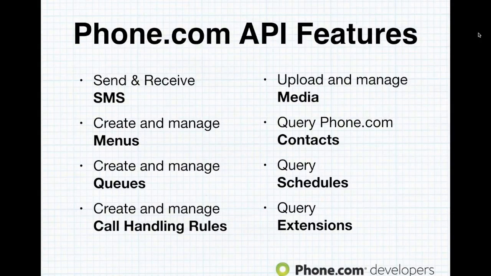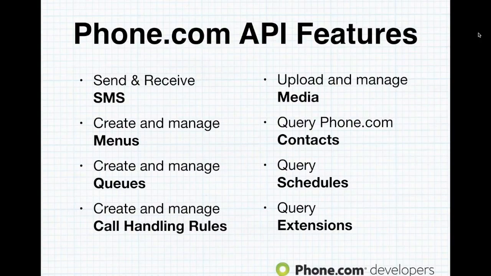query phone.com contacts. So if you have a bunch of contacts in your phone.com account, you could actually sync those contacts with another third-party application. So maybe you could sync your phone.com contacts over to your CRM. Right now, it's only one way. So you can only go from phone.com to another application. Besides the standard sync features that we offer, there's not two-way right now.